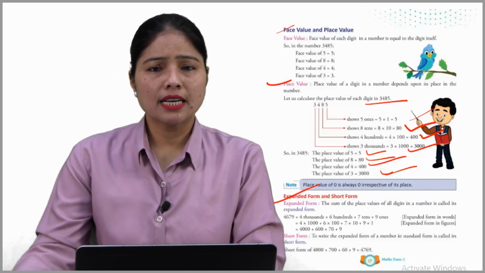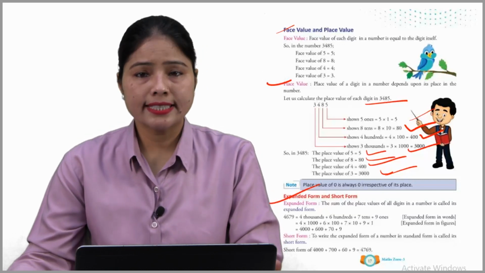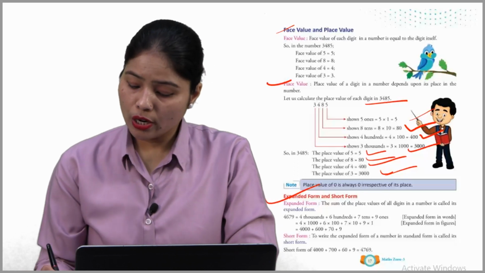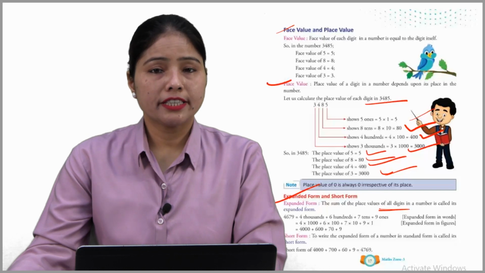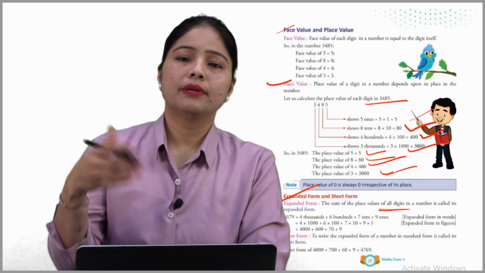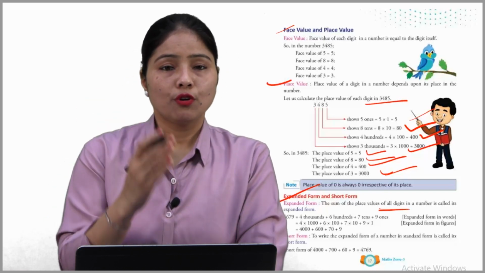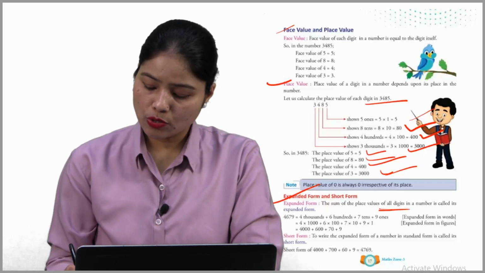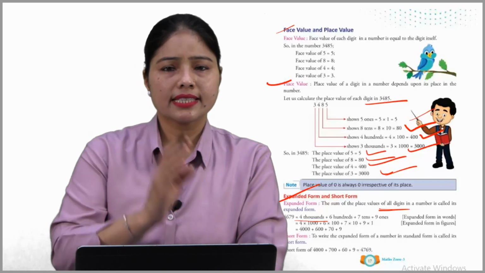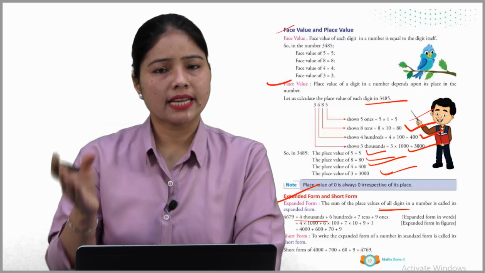Expanded form: the sum of the place values of all digits in a number is called its expanded form. हमने क्या करना है? सबको हमने add कर देना है. 4679, so 4000, write it like this, 600 plus 7 tens plus 9 ones.